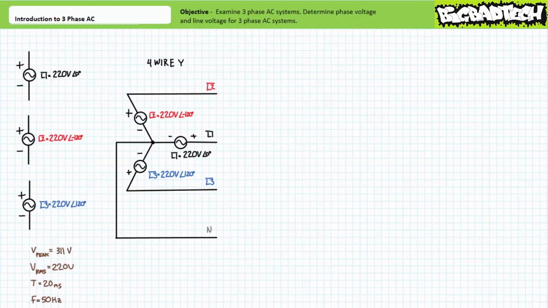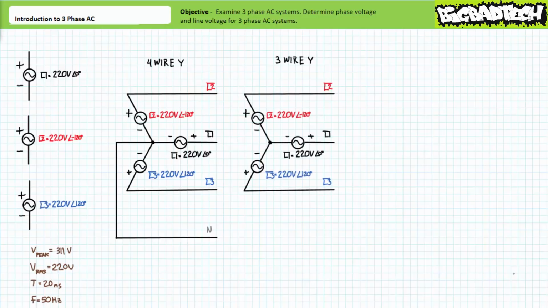Given the negative ends of the three windings are pooled together in the neutral connection, it should be obvious that line 1 with reference to neutral is 220 volts at an angle of 0 degrees. Line 2 with reference to neutral is 220 volts at an angle of negative 120 degrees. And line 3 with reference to neutral is 220 volts at an angle of 120 degrees. For a four-wire Wye configuration, the line-to-neutral voltage would be the phase voltage for the windings comprising this generator.